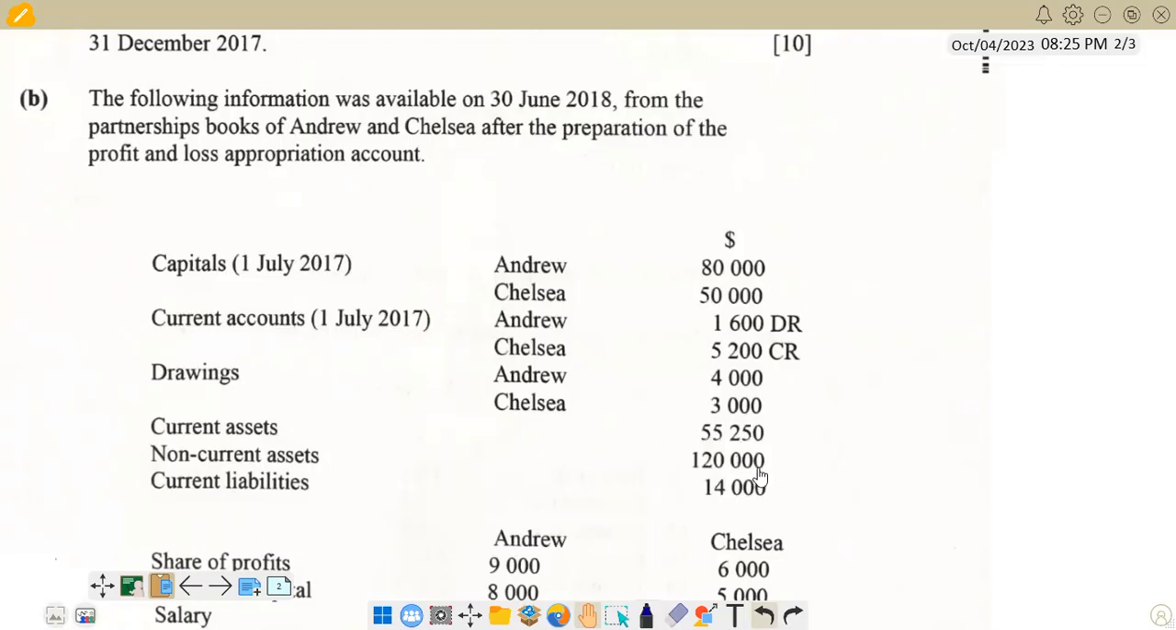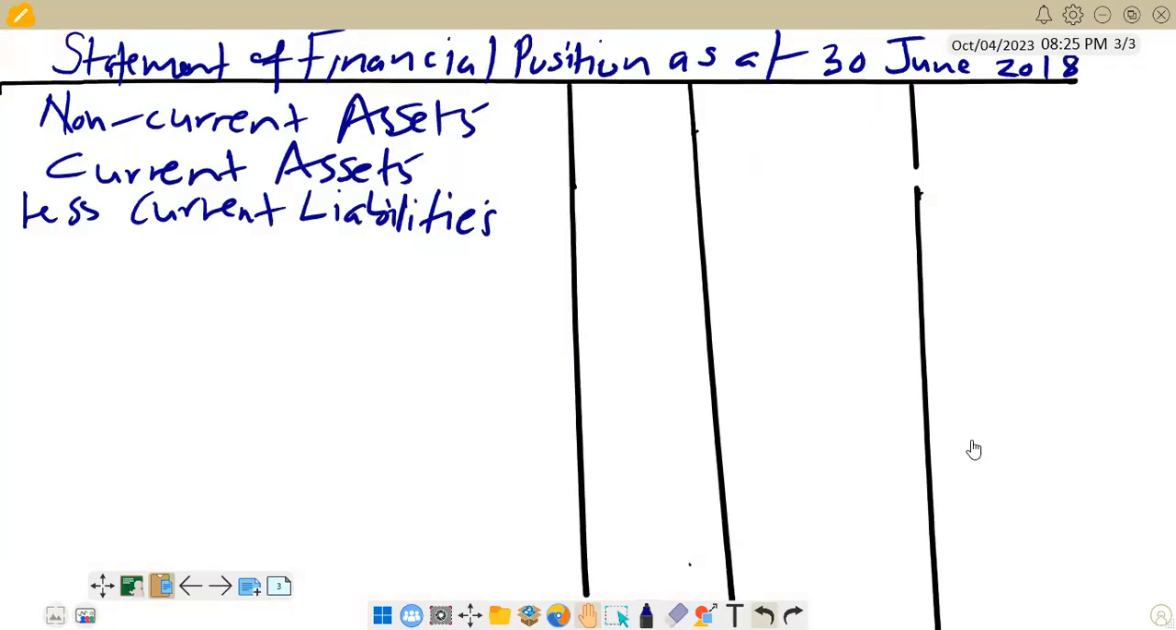So we go to our balance sheet now. We are just going to put our non-current assets. Then we put our current assets. We know our layout. So we've got the layout that we have here. So we are just going to put our figures that we have there in the question and try to answer that question. Let's go.